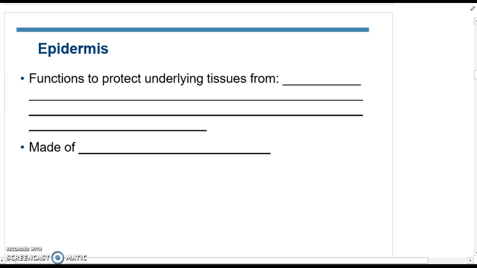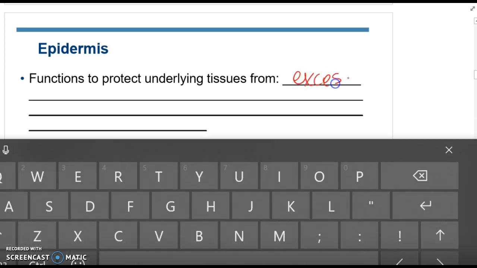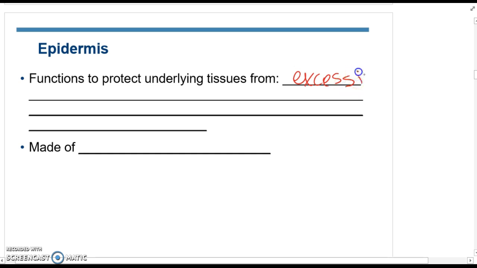Okay, so the epidermis functions to protect the tissues that are underneath, because we already remember there's different types of tissues. So we're talking about the outside tissue, right? So it functions to protect the tissues that are underneath it. It could be from excessive water loss, again maintaining homeostasis. It could be an injury to the outside layer.